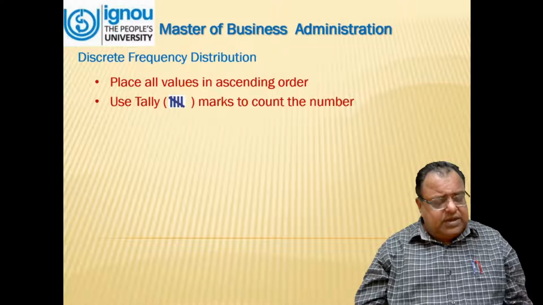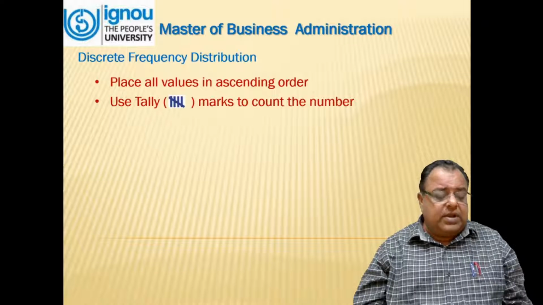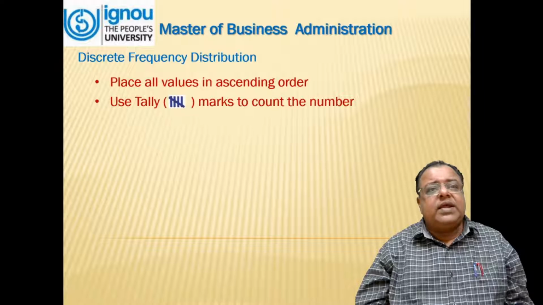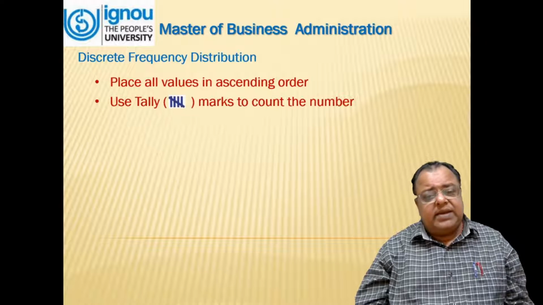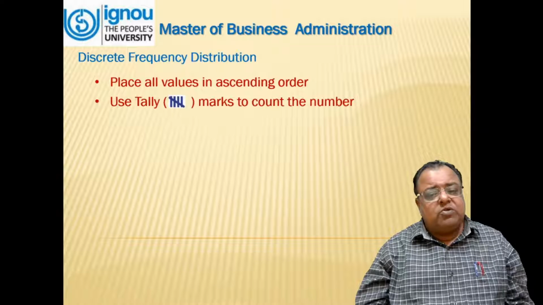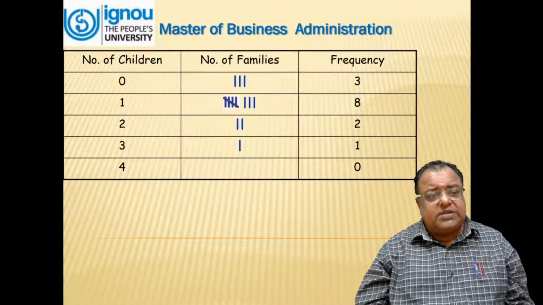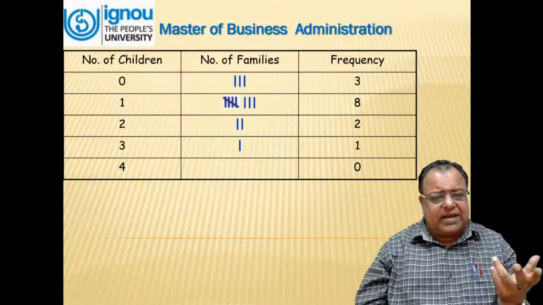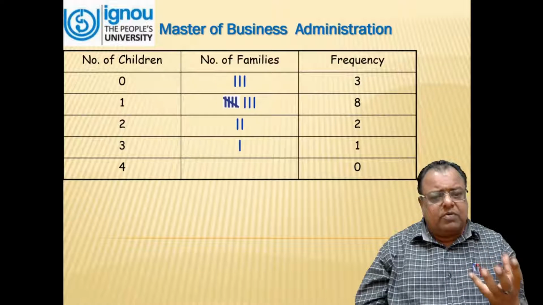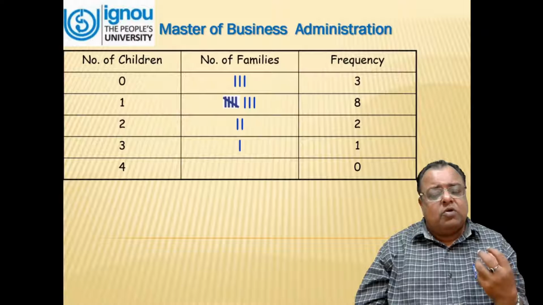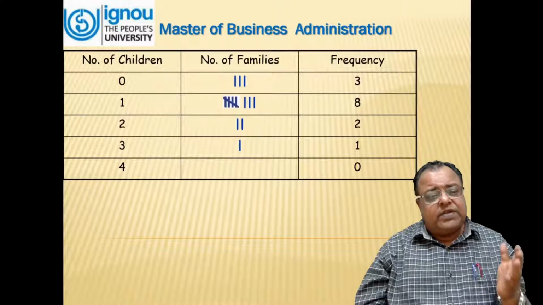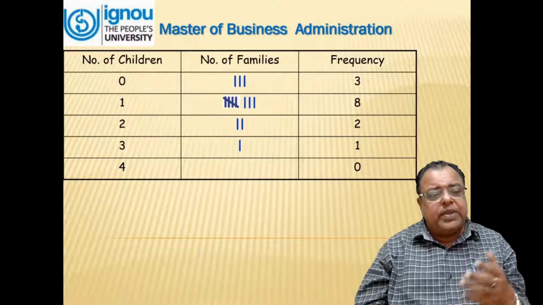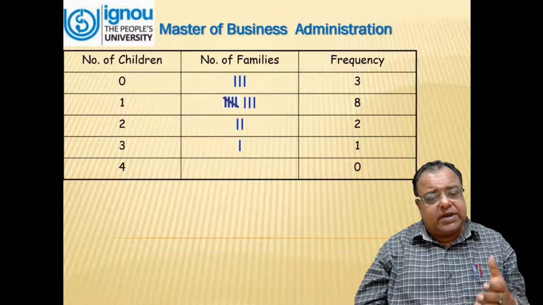We start with discrete frequency distribution. In this, we have to place all figures in ascending order, and then we make tally marks to count the numbers. If we talk about the number of children of a family, we are talking about some quantity of families. So we can convert that. Families with 0 children, there are 3. Families with 1 child, there are 8. Families with 2 children, there are 2. Similarly, families with 3 children are 1.